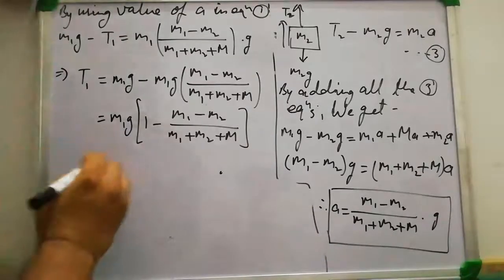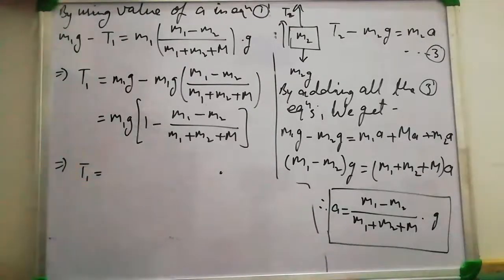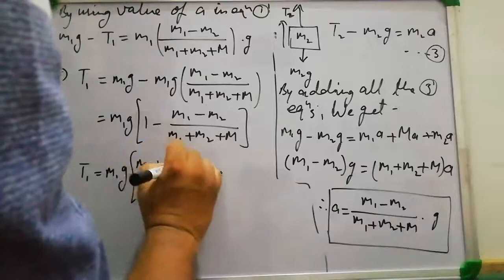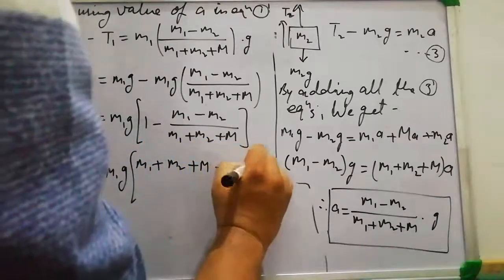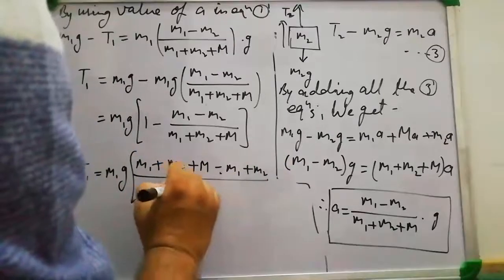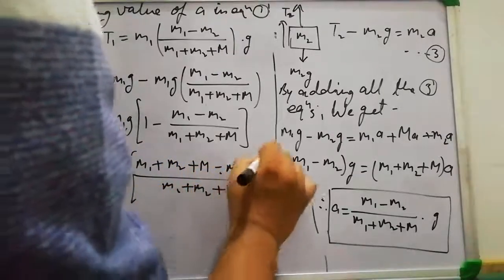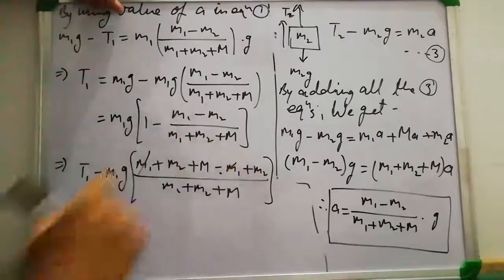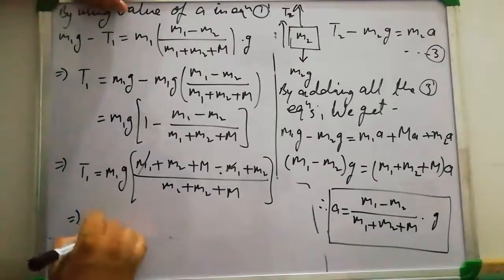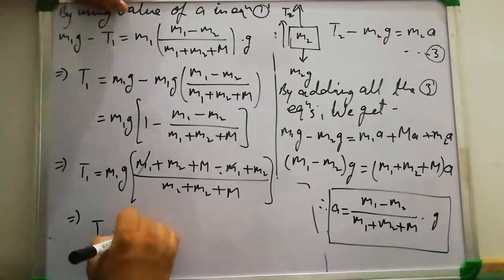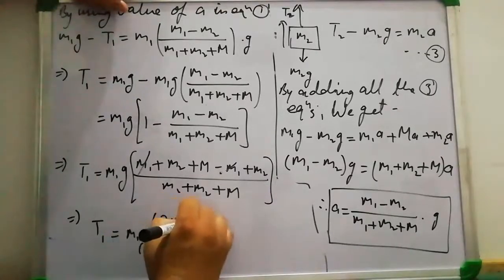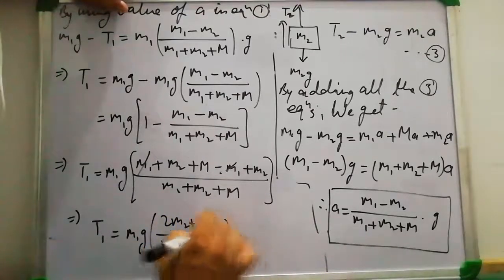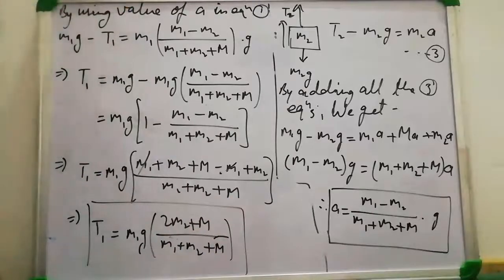Solve this equation. What will we get? T1 is equal to m1g times (m1 plus m2 plus capital M minus m1 plus m2) divided by (m1 plus m2 plus capital M). Now m1 and m1 cancel out, so what we have is m2 plus m2. So T1 is equal to m1g into (2m2 plus capital M) divided by (m1 plus m2 plus capital M). This is our value of T1.